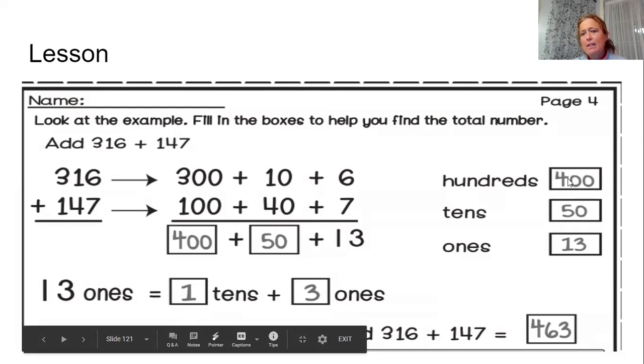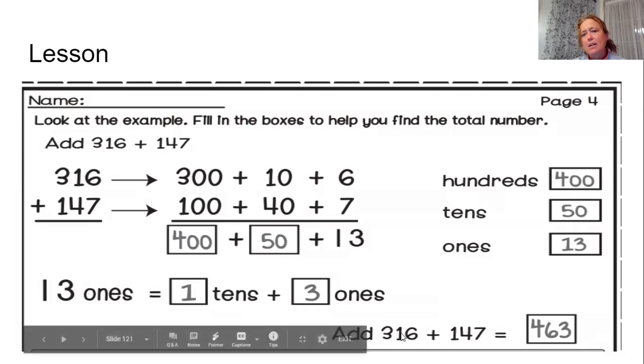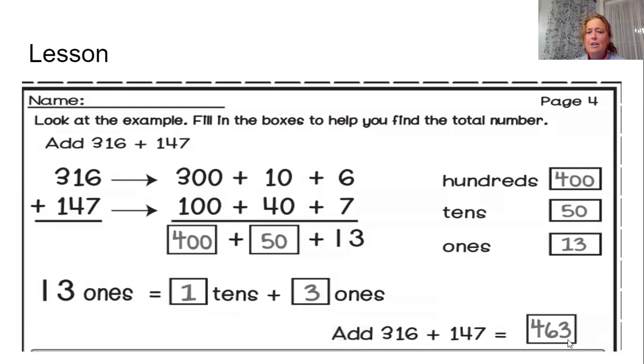But when we go to add these numbers together, 400 plus 50 plus 13, you will see that that 10 in the ones place will get added to the 50, okay? So it will turn into 60. So it is 400, because here's 400 and there's nothing else in the hundreds place. Here's 60 because 50 plus 10 is 60, and 3 in the ones place, 463.